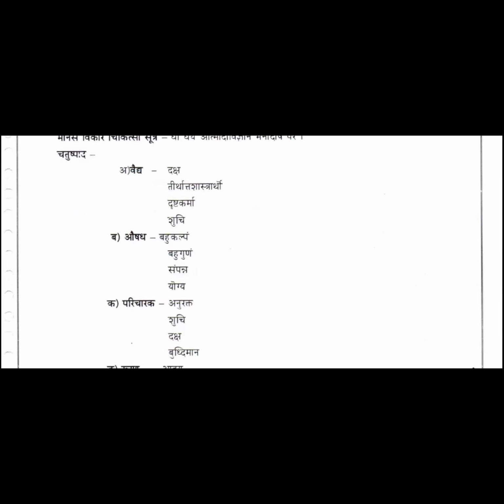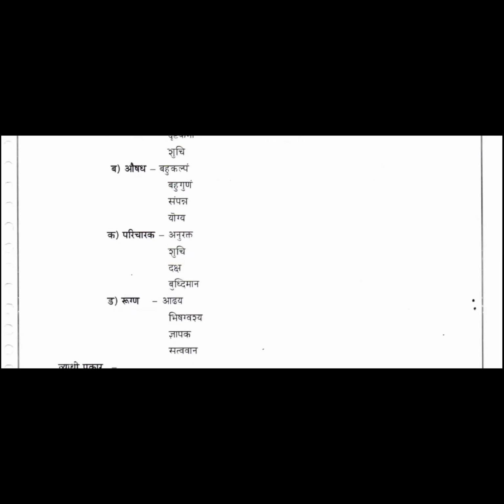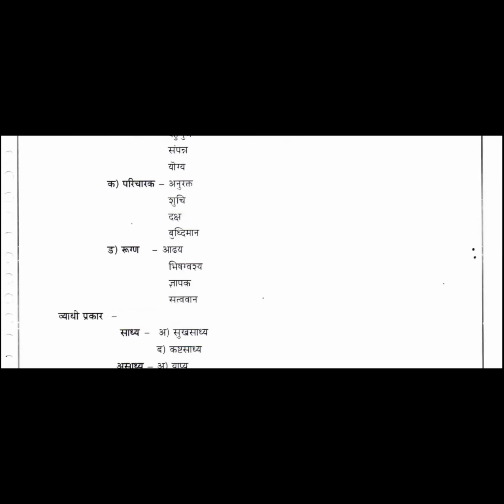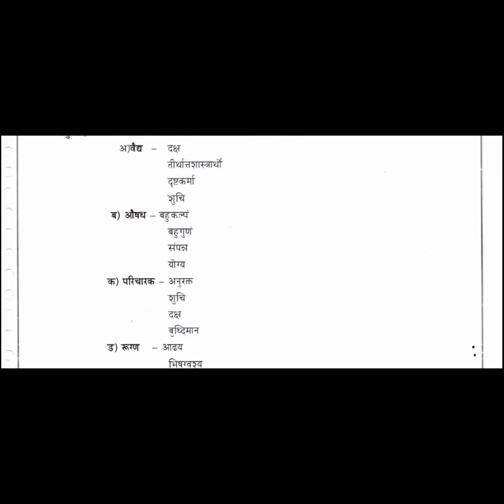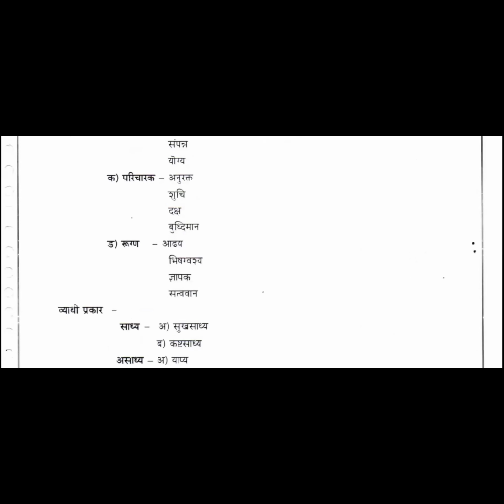Other than that, for Vaidya, he has told 4 gunas, that is Daksha, then Tirthartha Shastrartha, he should have proper knowledge of the Shastras, Drishta Karma and Shuchi. Okay, Aushadha has 4 gunas: Bahukalpa, Bahuguna, Sampannam and Yogyam. Paricharaka again 4 gunas: Anurakta, Shuchi, Daksha, Buddhiman. And for Rogi, it is Adhya, Bhishagvashya, Jnapaka, and Sattvavan. I think you have memorized all these shlokas in first year. So only remember that Daksha and Shuchi are told for both Vaidya and Paricharaka.